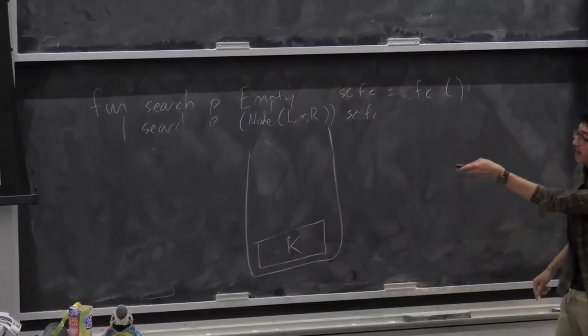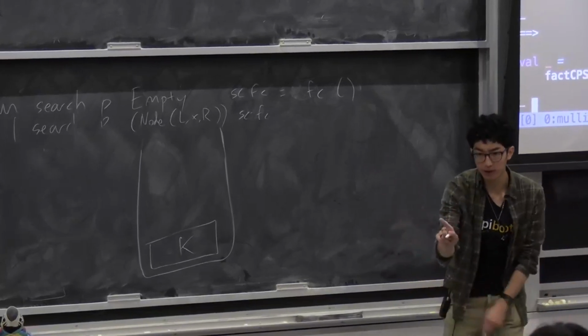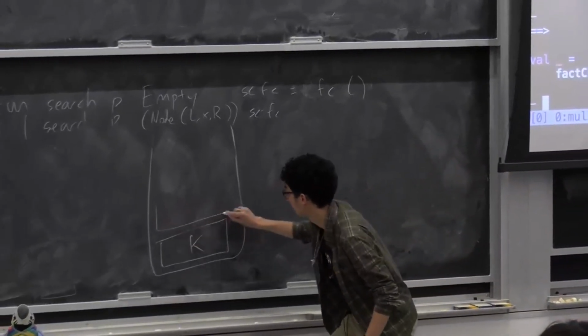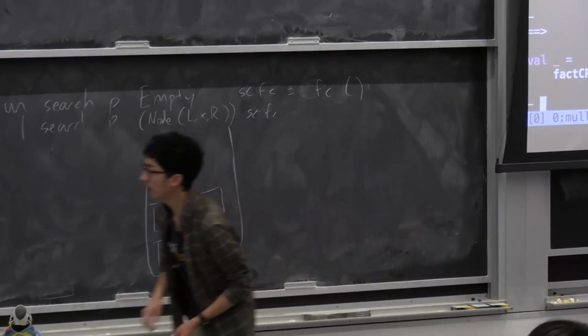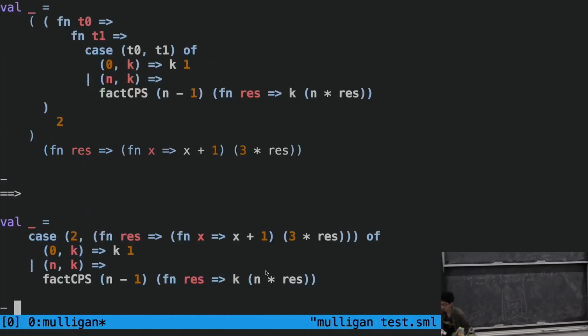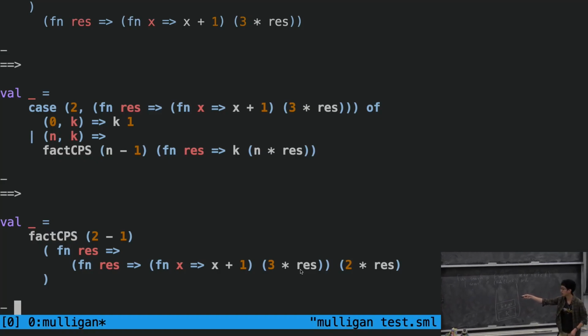And then my next step unraveling is I put in, hey, wait, first, before you do that, do 3 times res. Okay? And then what do I do? I do another step. I case, and I get this, which is what? This thing right here is the previous k, the one from the previous step. And I apply this to 2 times res. And I put that in a lambda. I'm expanding my instructions by adding a layer onto it.